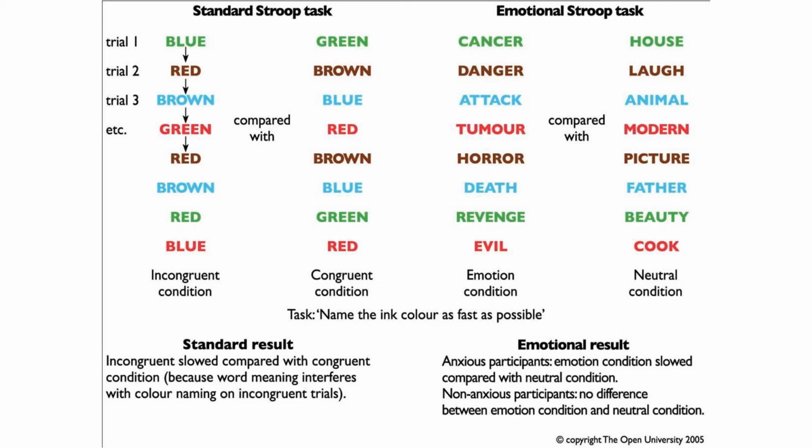And then on the other side, on the emotional Stroop task, we're looking at this idea that things like cancer, danger, attack, tumor, horror, death, revenge, and evil would create anxiety. And so it would be hard for us to go green, brown, blue, red, brown, blue, green, red. And then house, laugh, animal would be green, brown, blue, red, brown, blue, green, red. Right? And so the slowing down would show us that we're more anxious than others.